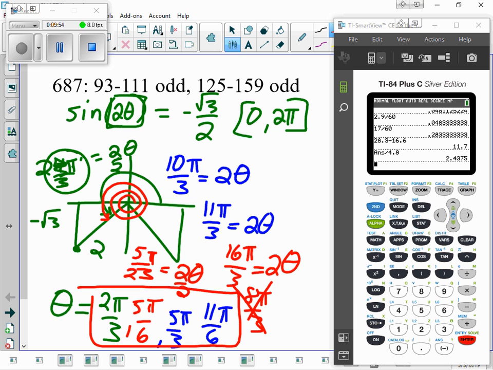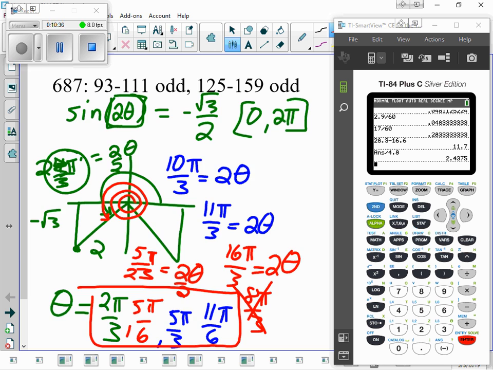Now, as a general rule, if you are dividing your angle by 2 or some other number, you're going to have to do multiple rotations. So whenever it says the cosine of 2 theta, or 3 theta, or 4 theta, you're going to have to do multiple rotations. If it's the opposite and it says the sine of theta over 2, then you're actually going to have fewer answers. So before I erase this, does anybody have any questions on how I got that?